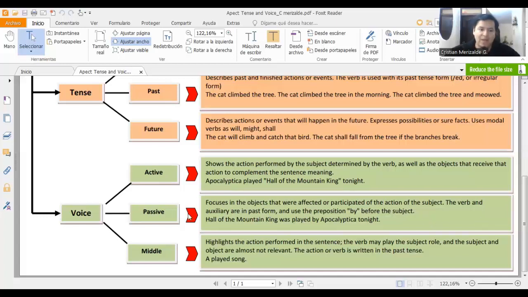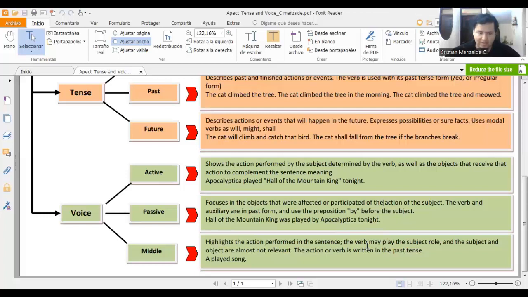Okay. Now we have a third kind of voice, that is the middle voice. This voice is almost not used so much because it tends to be sometimes mispronounced or maybe ambiguous. That's the reason why middle voice is almost not used in grammar. However, middle voice in grammar highlights the action performed in the sentence. The verb may play the subject role, and sometimes the subject and the object are not relevant.